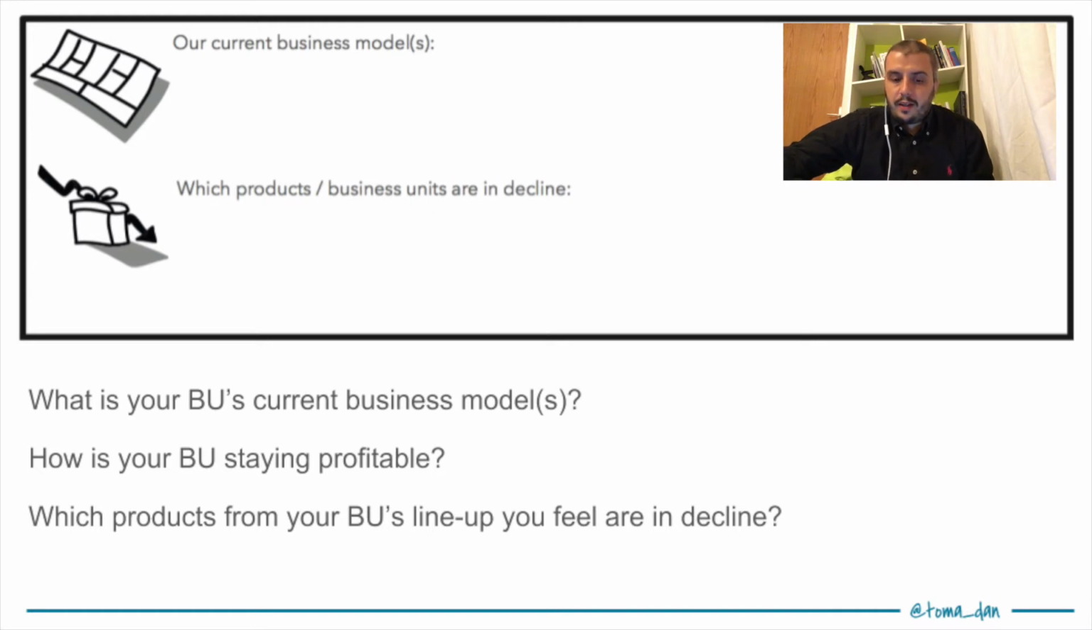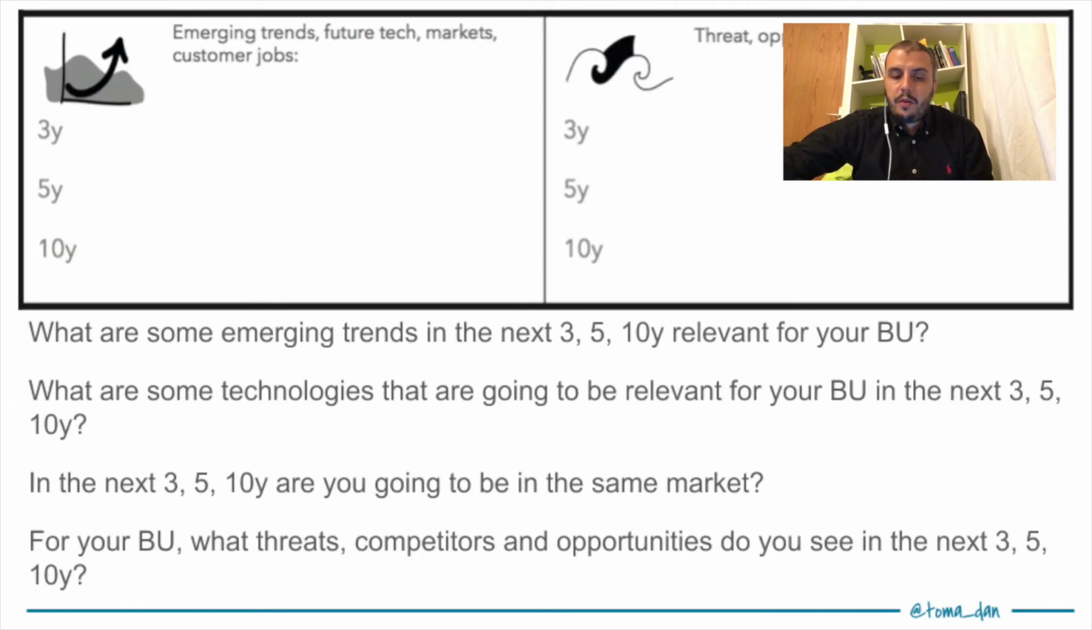After you're done with that, think about which products or which business models from within your company, or which business units from your company, are in decline. And not just now, but they have continuously been in decline over the past, I don't know, 12 months, 24 months, or even longer than that. So try to write down what is the business model that your company is using currently, or the most frequent one, and what are some products or business units that are in decline.